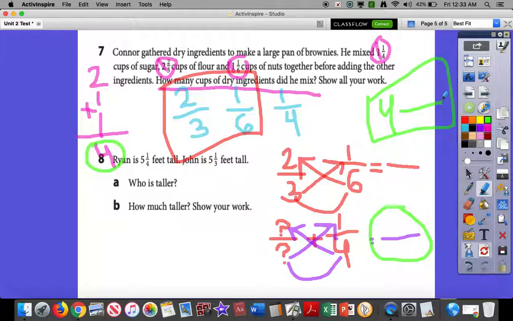I hope that you really took your time on this, double checked your work, used scratch paper, and Wednesday, when we get back together, we will look at your last part of your test. So, thank you.